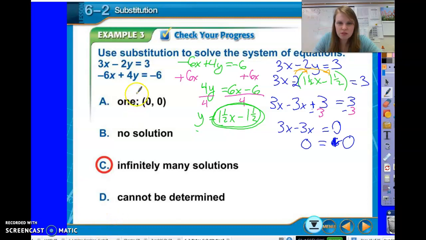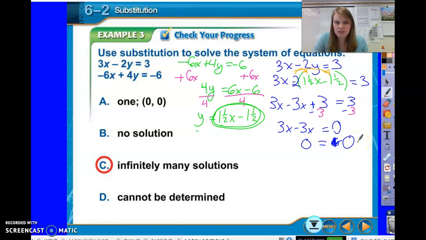I chose this equation and I'm getting y on a side by itself. When I did that, I got this funky thing here. Once I got y on a side by itself and I got my definition, I plugged it in for the y in the first equation. So 3x minus 2 times this stuff equals 3. Once I worked through this, I ended up with 0 equals 0. Sorry about that. 0 equals 0, and that is a true statement.